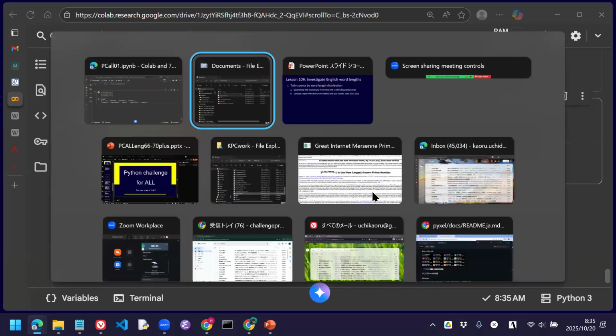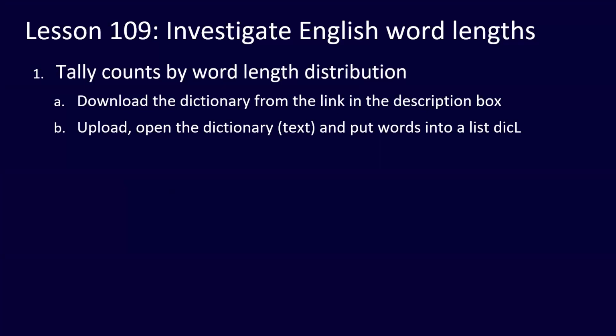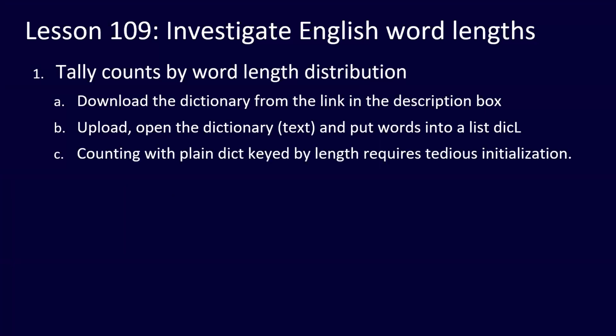Now we have read all the words in the dictionary. Usually what we want is to tally counts by word length. We want to see how many words are of length 3, length 5, and so on. The standard way to do that is to pick up all the words in the list, count the letters in each, and do voting for the number of letters.